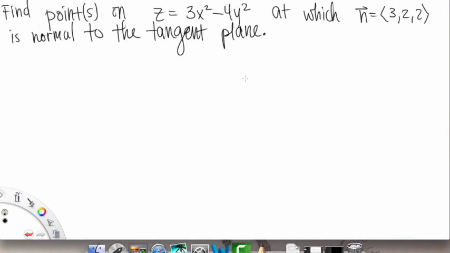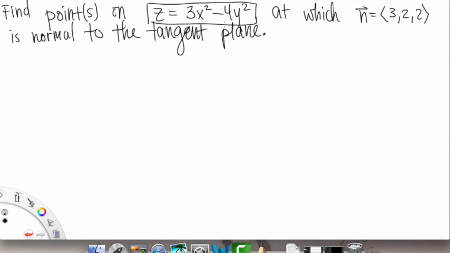For this problem, we're supposed to find a point or points on z equals 3x squared minus 4y squared, at which the normal vector n equal to 3, 2, 2 is normal to the tangent plane. So we kind of have two different things going on here, but we have to reconcile them. We have this surface, this f of x, y, given by that equation.